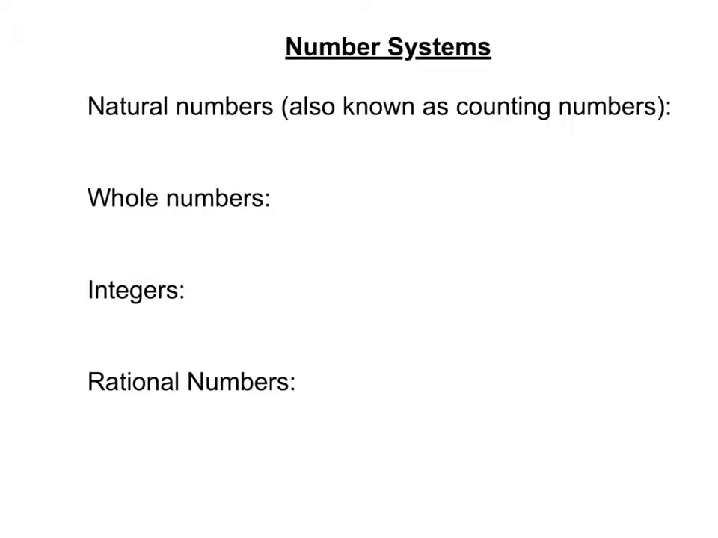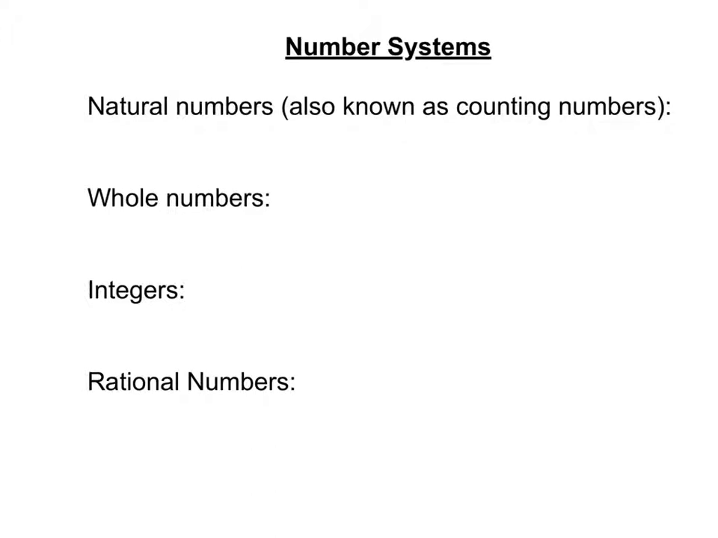Let me start by talking about some of the different number systems that we have. While you won't be tested on these, it is important as I will be using these words from time to time, so it's just good that you know exactly what I'm talking about. There are four different types of number systems that I'm going to talk about here. First of all, the natural numbers.